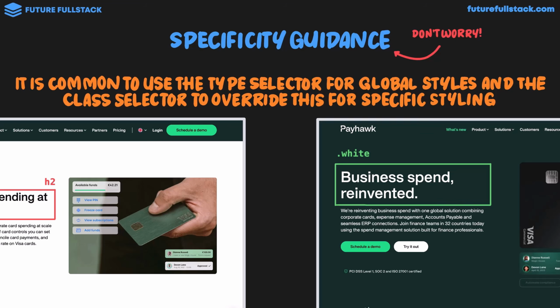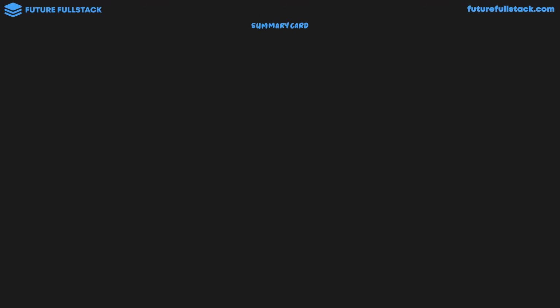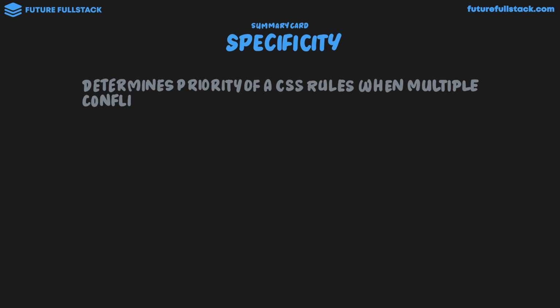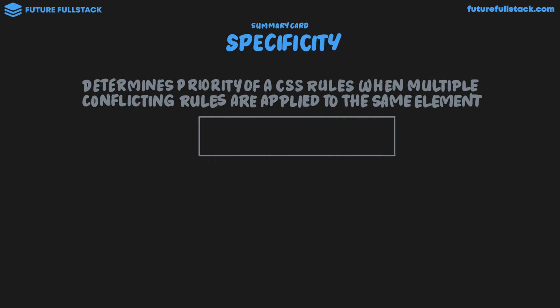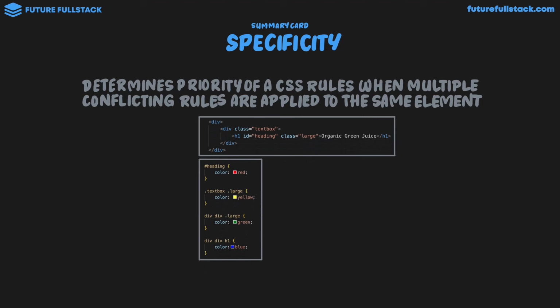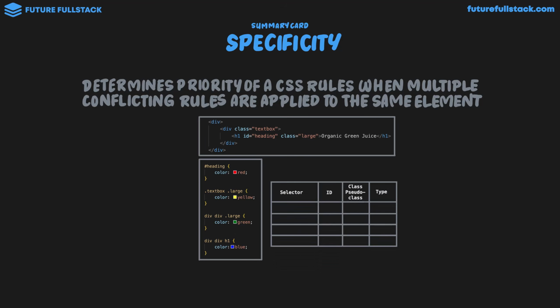So let's wrap up the theory of this video by building a summary card for specificity. We saw that specificity determines priority of a CSS rule when multiple conflicting rules are applied to the same element. We looked at an example of HTML like this, where we were targeting the H1 in 4 different ways. We saw that we could calculate the specificity of each selector, where ID, class and pseudoclass, and type selectors had a lower priority from left to right.